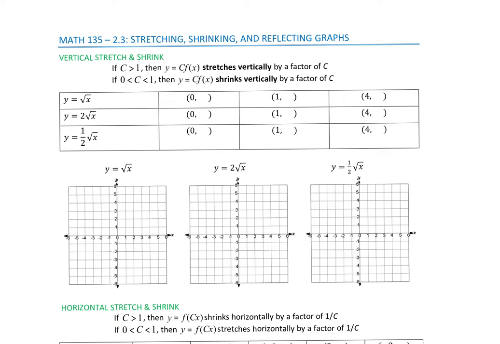The first transformation we're going to look at in this section is called a vertical stretch and shrink. So again, when we think vertical, we think a vertical line, we think Y-axis. So if I think about stretching or shrinking vertically, a stretch would be going maybe up on the y-axis, and a shrink would maybe be going down.